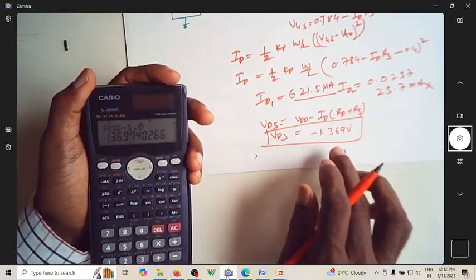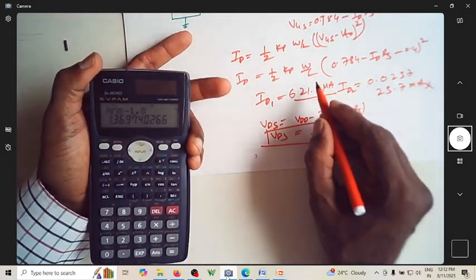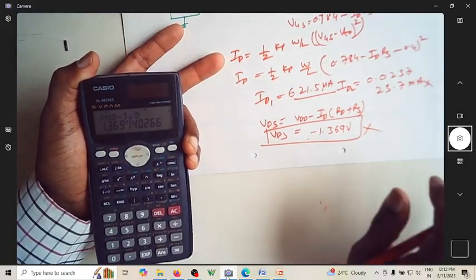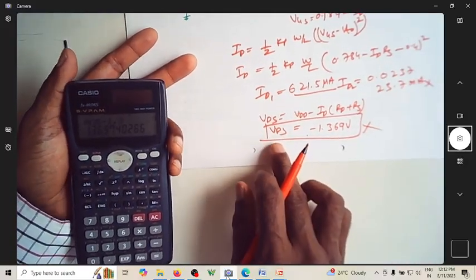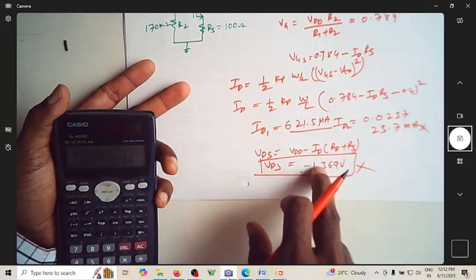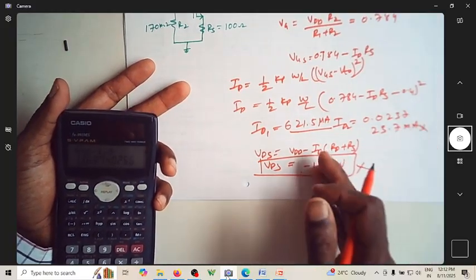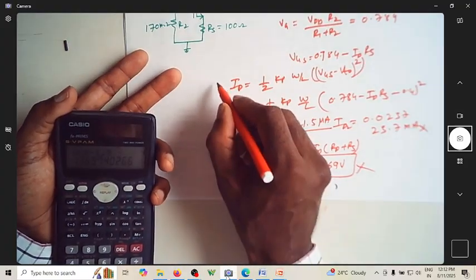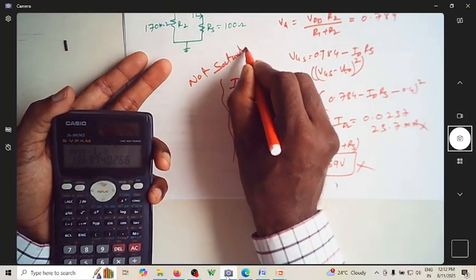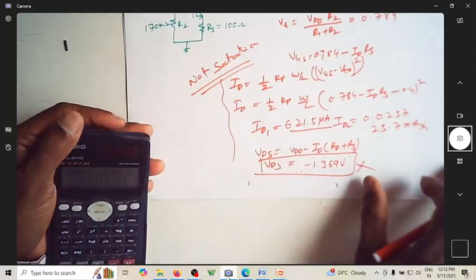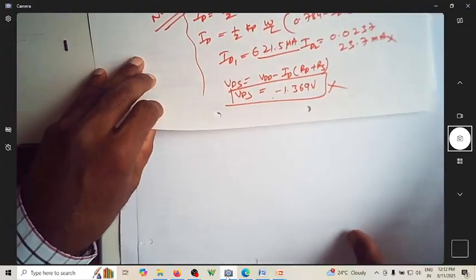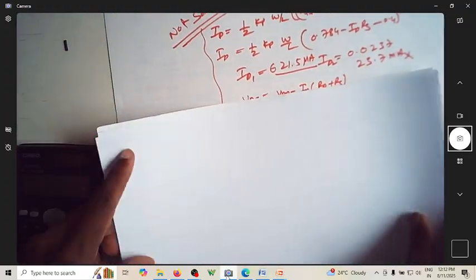So this negative VDS is not correct even with very little current, so this is naturally ruled out. This is also ruled out, meaning that since VDS is coming out negative even with this lesser current, with the larger current VDS is further negative. So the MOSFET is not in the saturation region. Then I need to use the linear current equation, and find out what ID is.